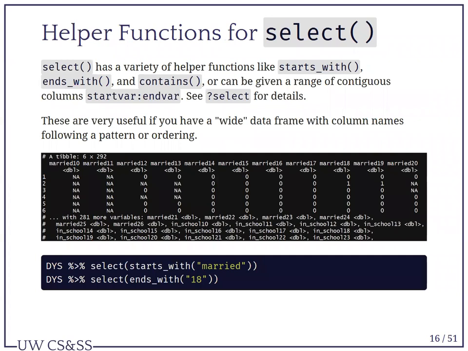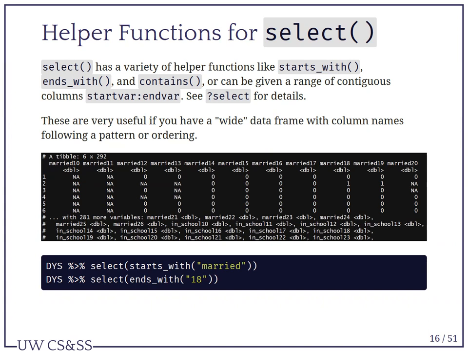There's a lot of really excellent helper functions for select. There are things like starts with, ends with, and contains, or it can be given a range of contiguous columns. So you could say, just give me columns 1 through 5, and it will give you the first 5 columns left to right. But I want to motivate the use of these other helper functions, like starts with and ends with.